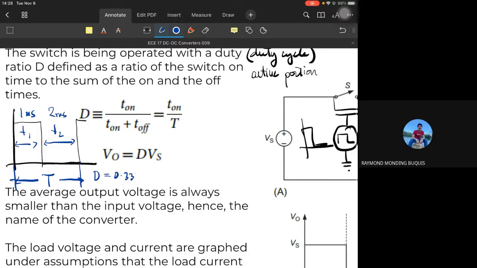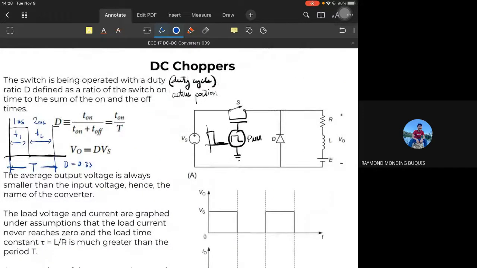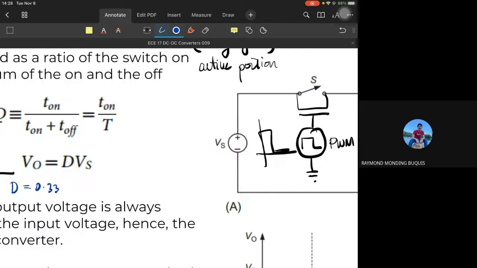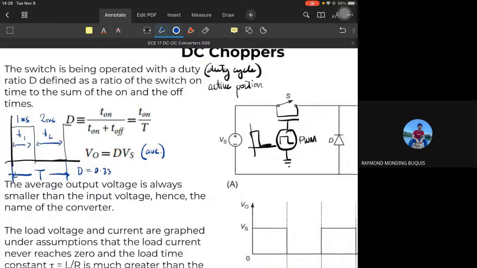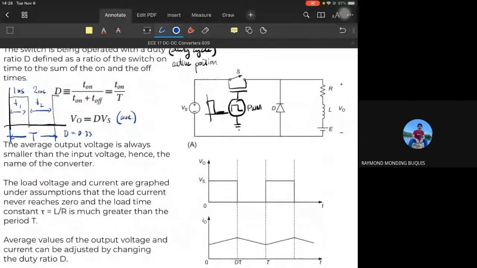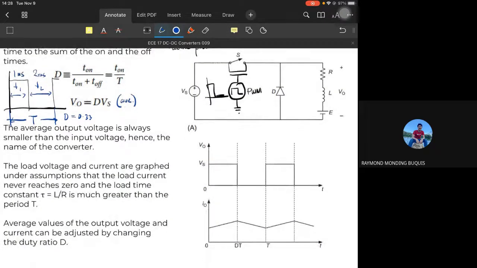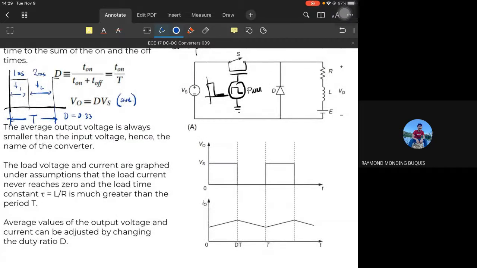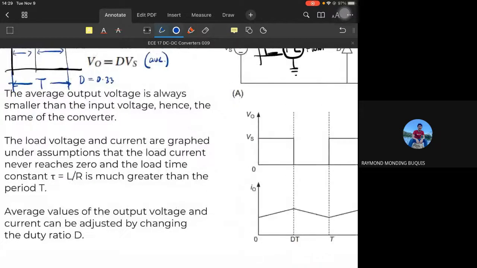0.33. So for a DC chopper, the average output voltage is equal to the duty cycle times the input voltage Vs. So it's a simple equation. The average output voltage is always smaller than the input voltage, hence the name of the converter. So DC chopper. It chops the voltage into two parts.